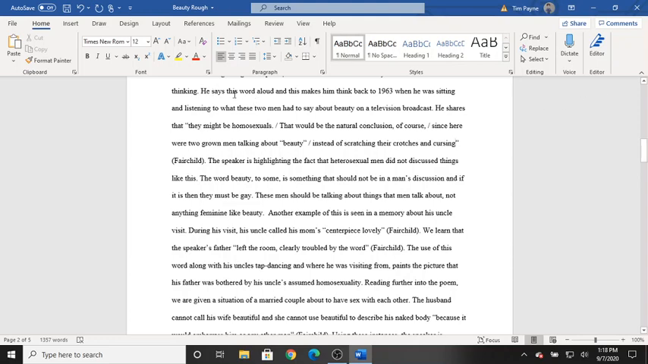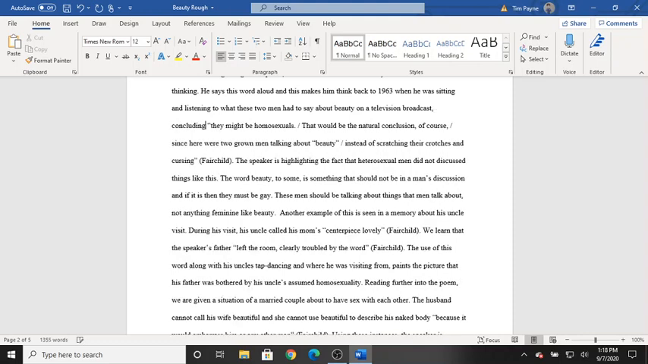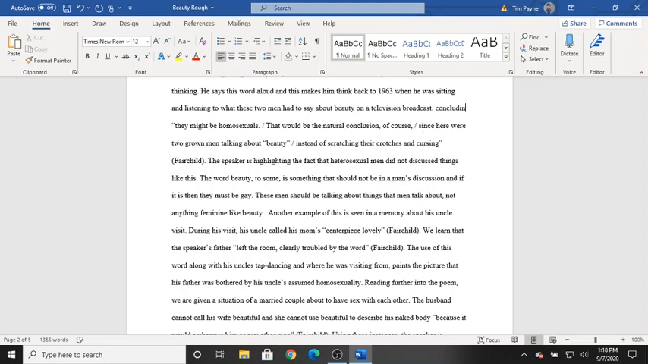So let's read the sentence. We'll start up here. He says this word aloud, makes him think back to 63. He was sitting and listening to what these two men had to say about beauty on a television broadcast. Let's clean that up even more. Well, that's going to be repetitive. Offering that they might be homosexuals, right? And then you're right into the quotation.